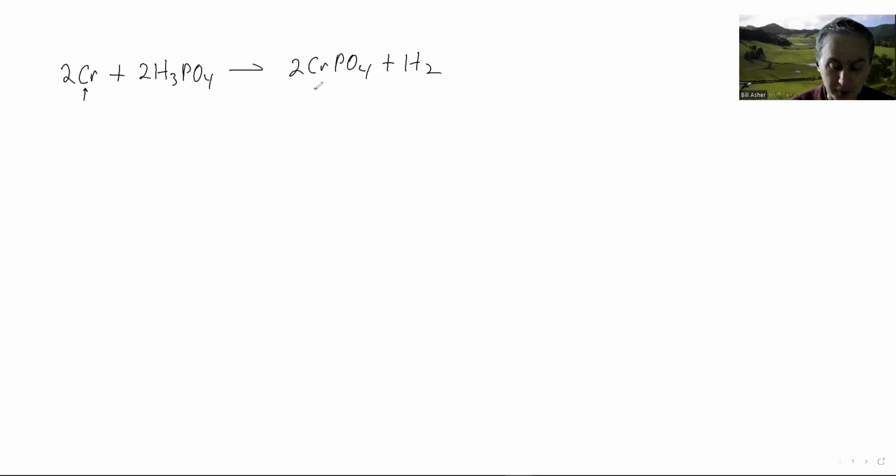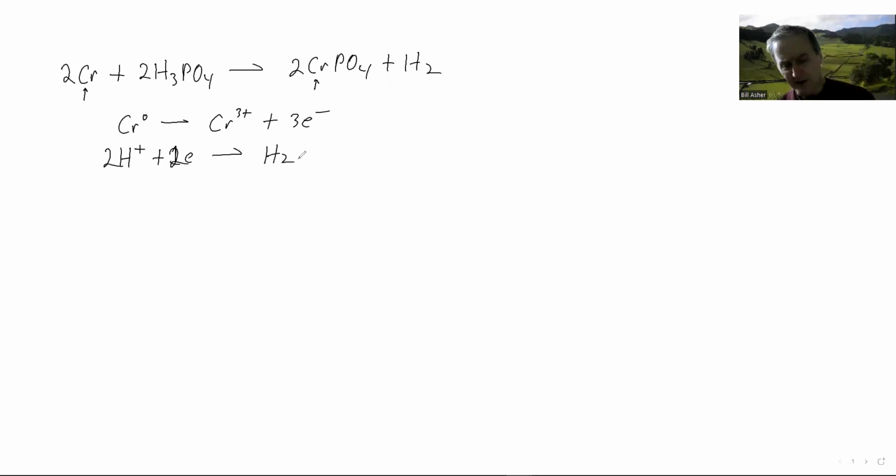And we can see right away this is a redox reaction because we've got chromium in its elemental state going to chromium plus 3. So we have chromium 0 going to chromium 3 plus 3 electrons. And we can see that hydrogen is being reduced because we have 2H plus 2 electrons going to H2, right? So it's a redox reaction, which is useful to know.